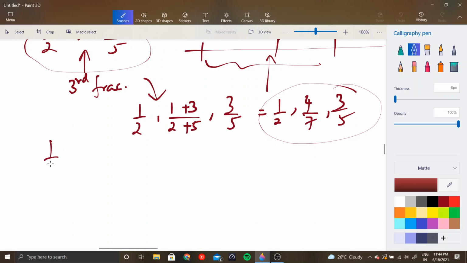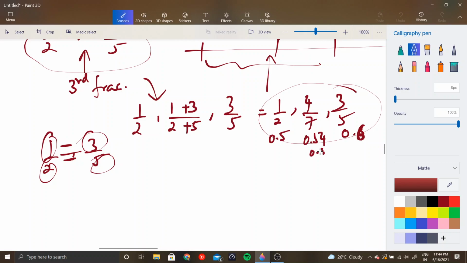So when you are given two fractions and asked to insert a third fraction in between, what you need to do is add up the numerators, add up the denominators. The numerator sum by the denominator sum is your third fraction. Now, in order to confirm, 1 by 2 is 0.5 and 3 by 5 is 0.6, sorry. And 4 by 7 is somewhere in the range 0.54 to 0.56. So this is basically in between these two.